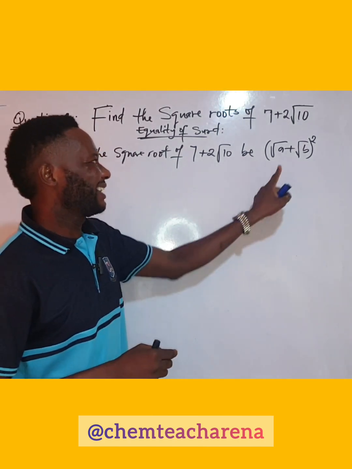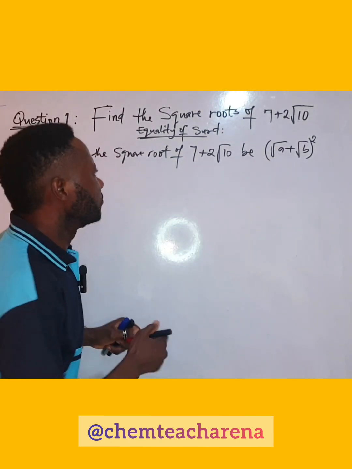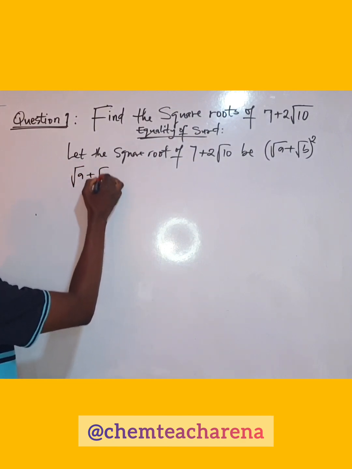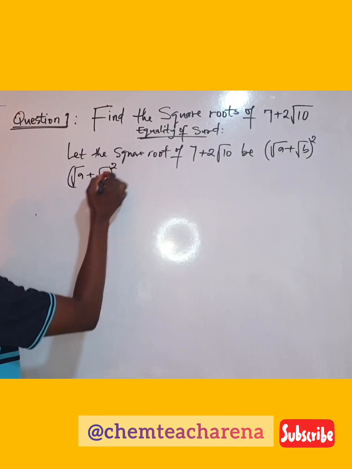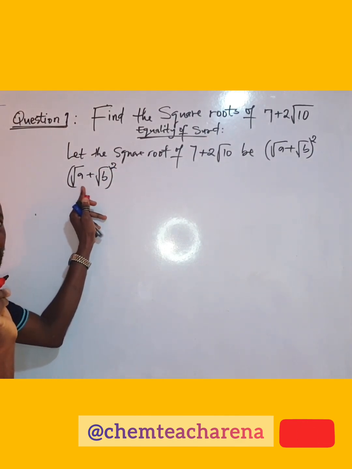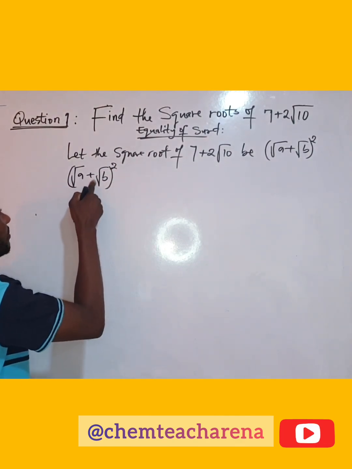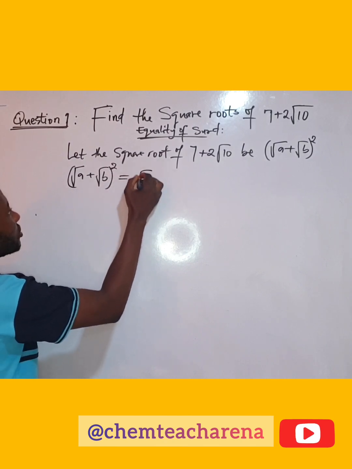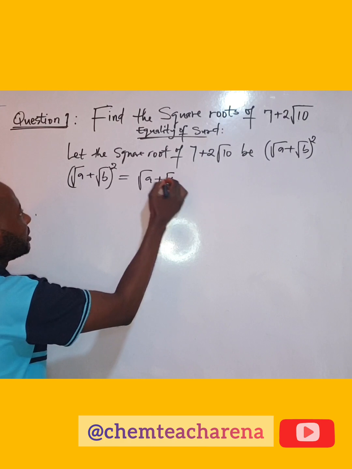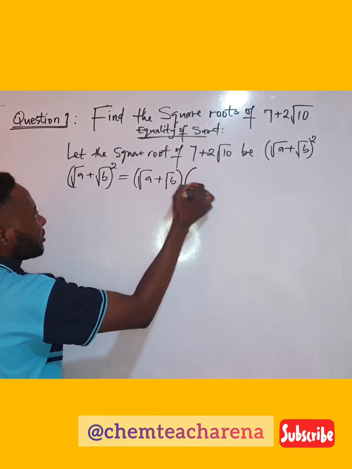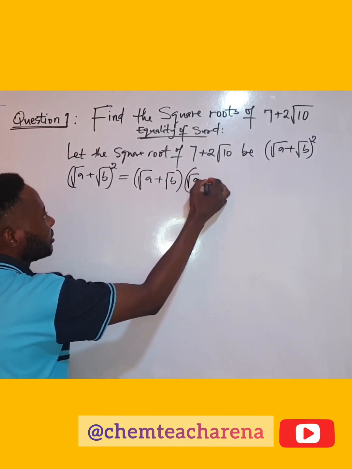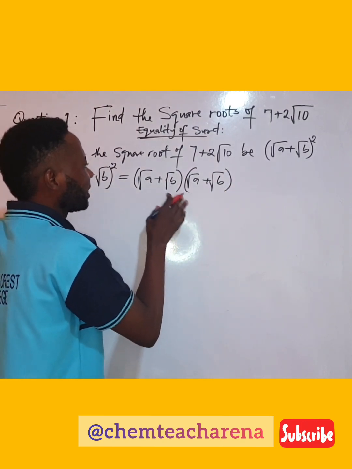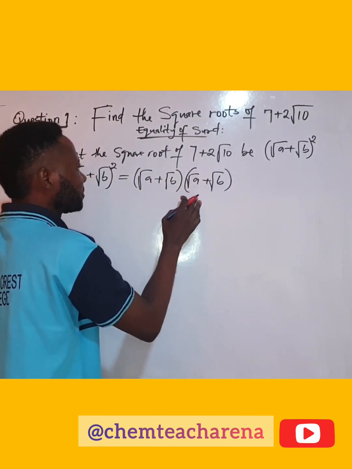Then having done this, let's simplify this. If we have root a plus root b all squared, it means we are having two of this, right? So let's simplify this one now. We now say that this is equal to root a plus root b in bracket, and another one, root a plus root b. Now, having done this, let's expand this. Let's open this bracket now.